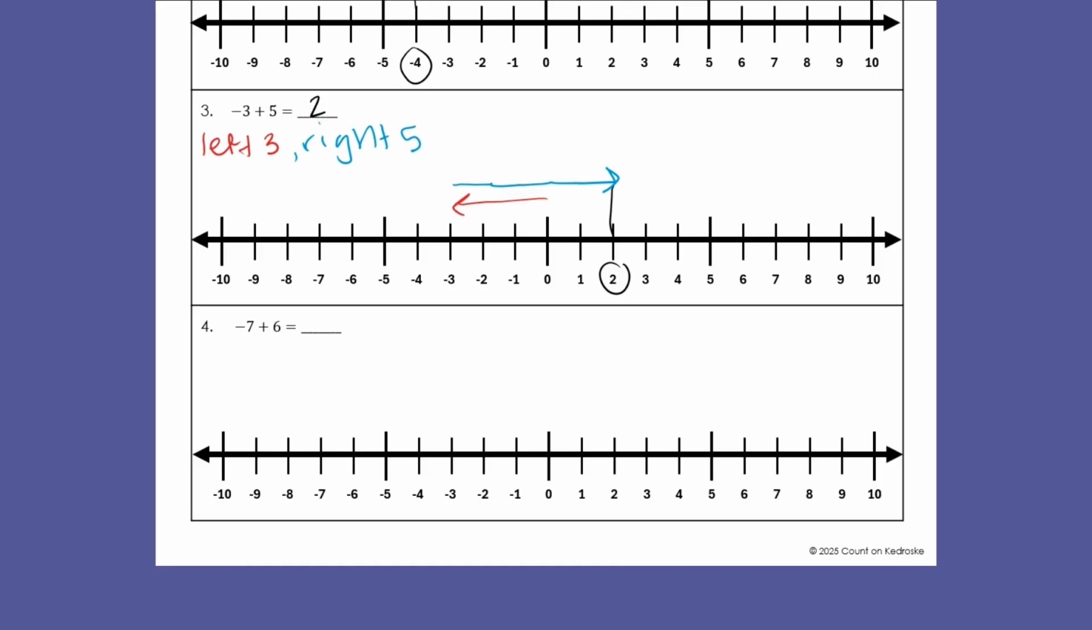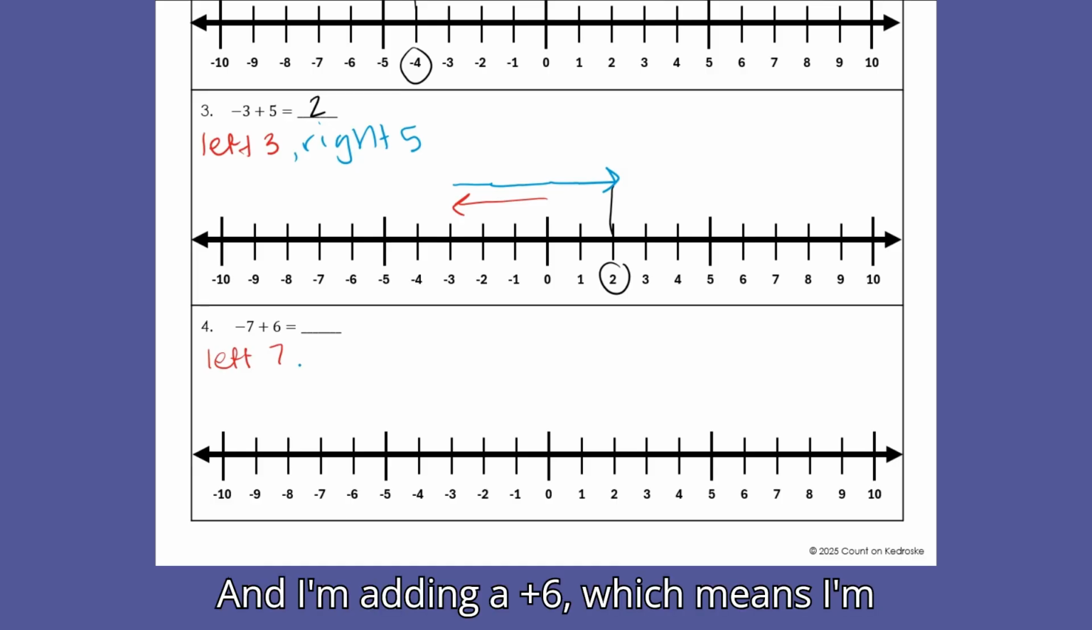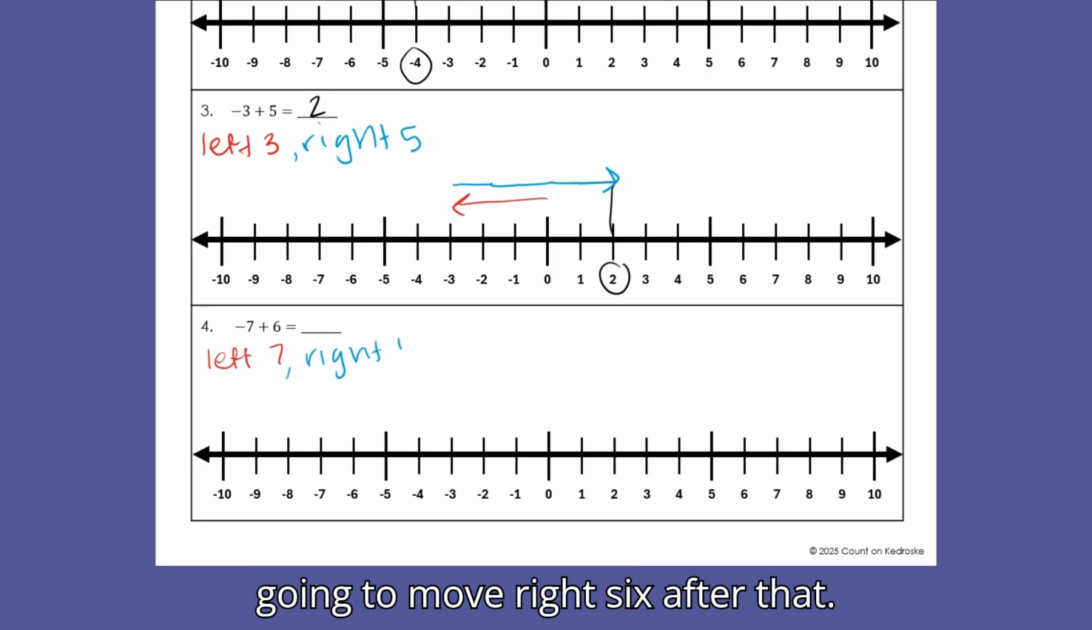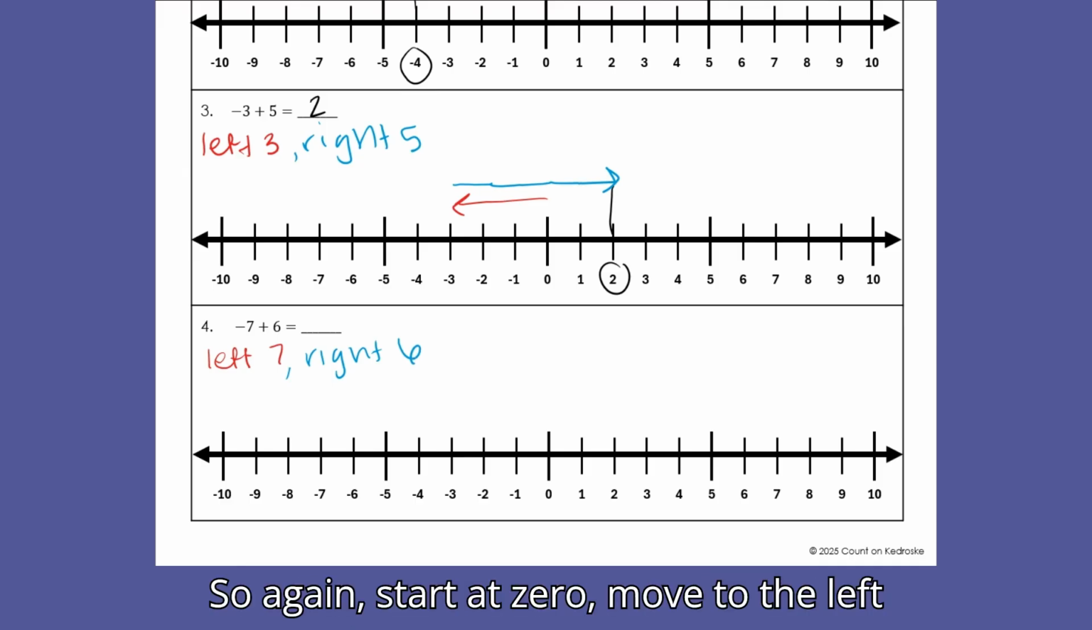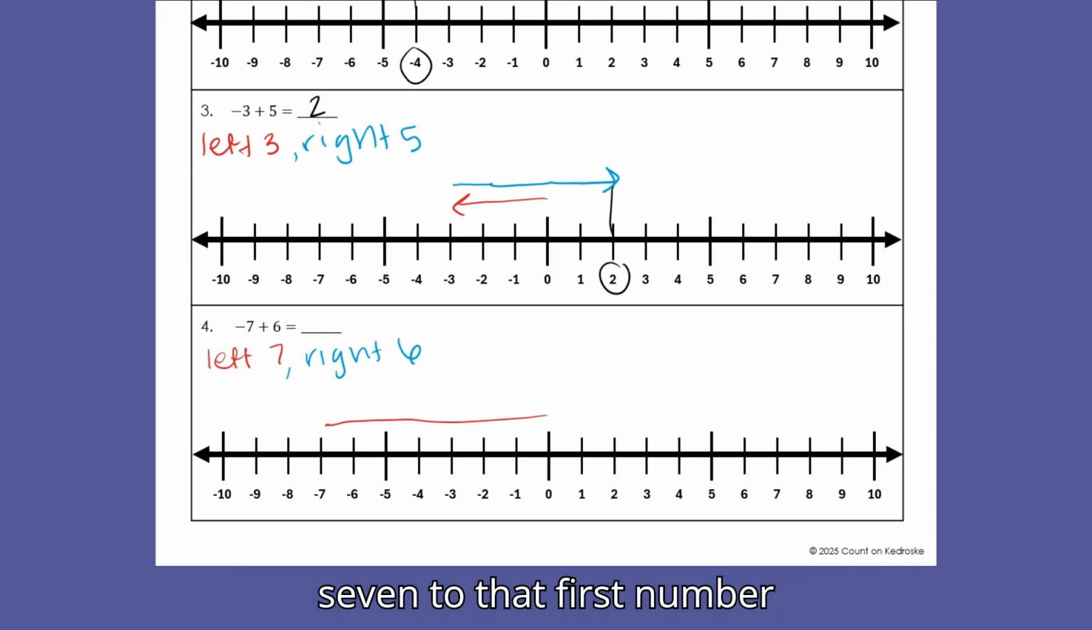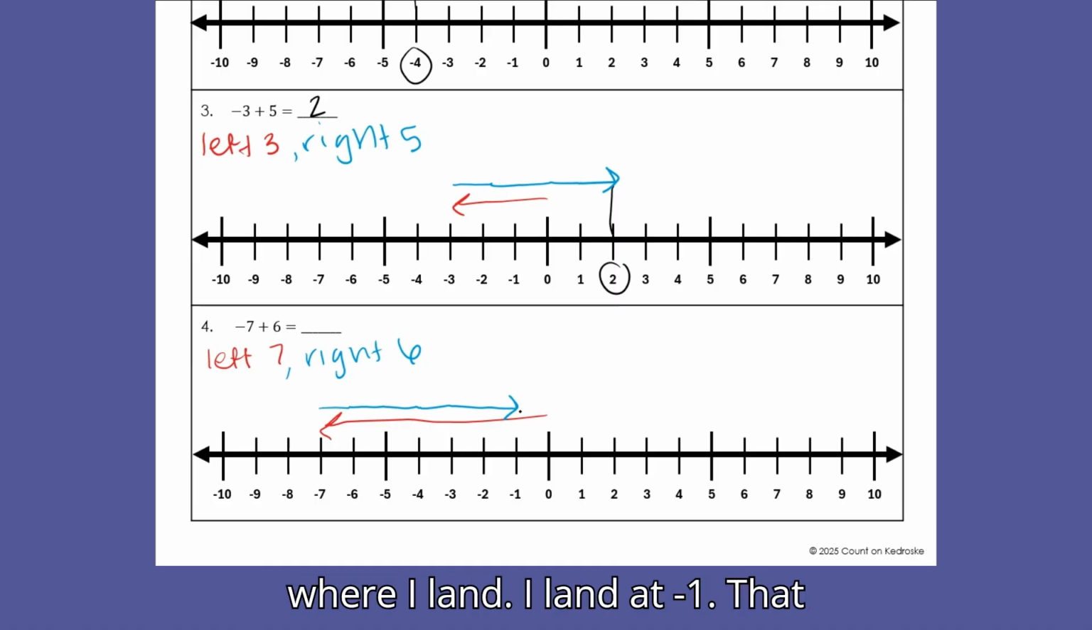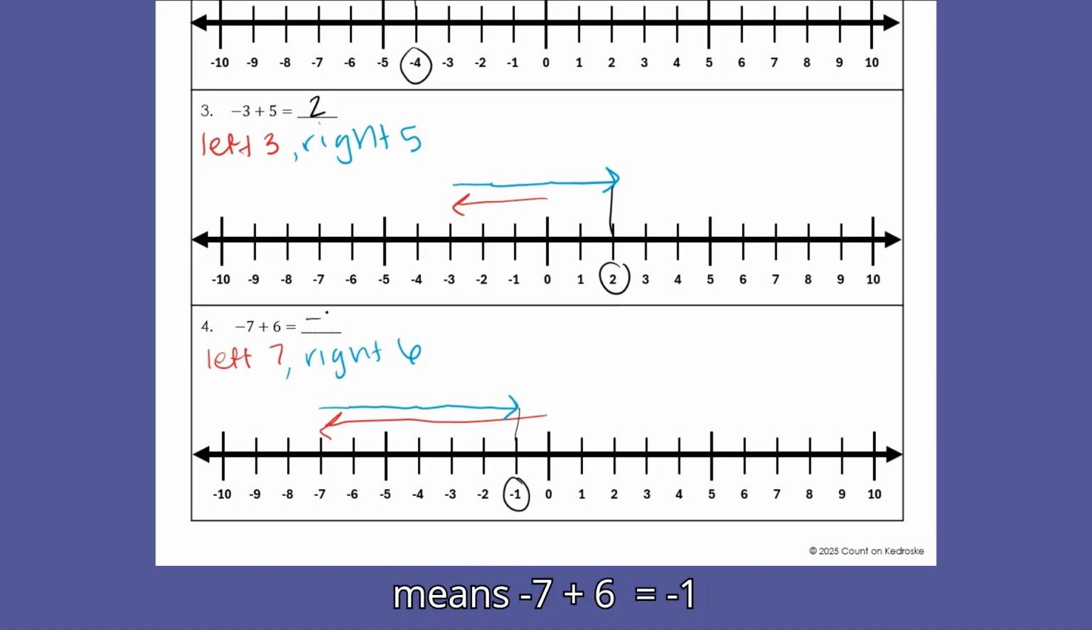Now look at my last example on the we do side, number 4. It says negative 7 plus 6. Negative 7 tells me I'm going to move left 7. Then I'm adding a positive 6, which means I'm going to move right 6 after that. So again, start at 0, move to the left 7 to that first number. From negative 7, I move to the right 6: 1, 2, 3, 4, 5, 6. I follow the arrow down to see where I land. I land at negative 1. That means negative 7 plus 6 equals negative 1.